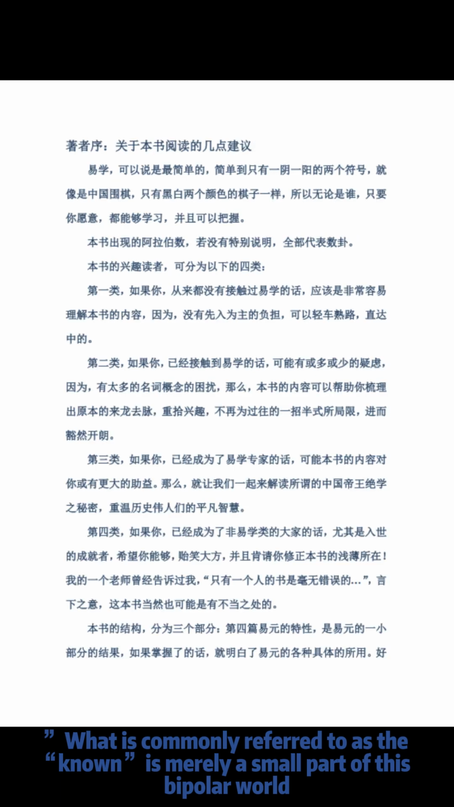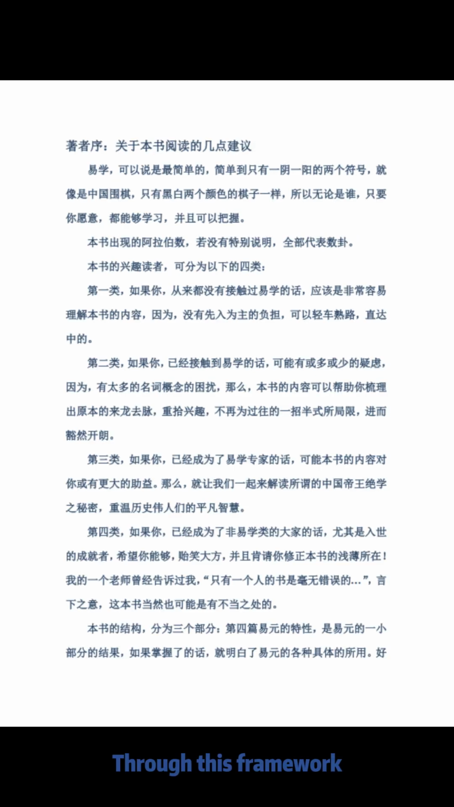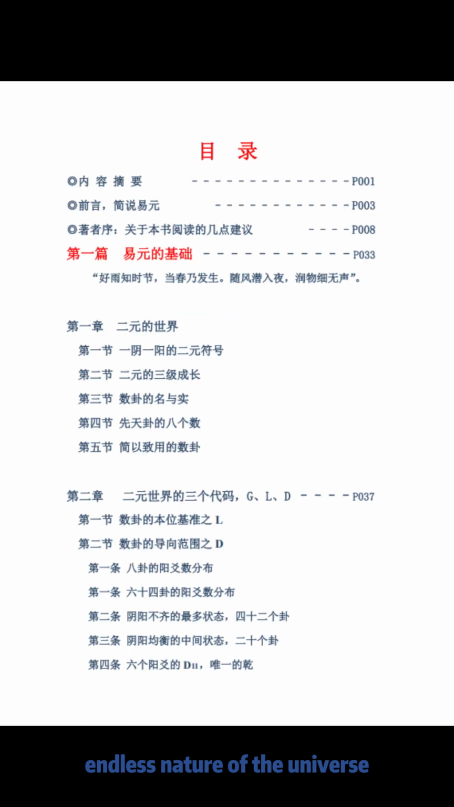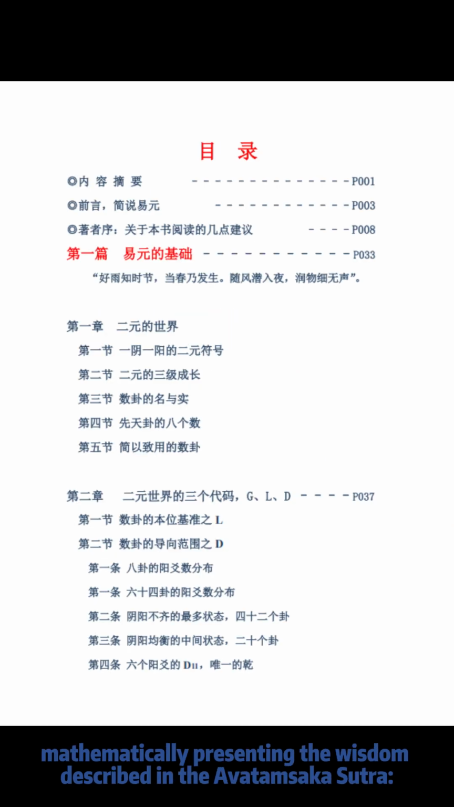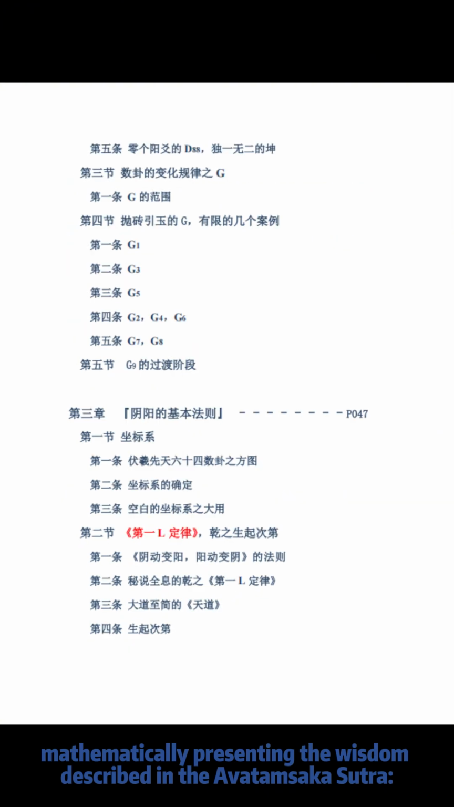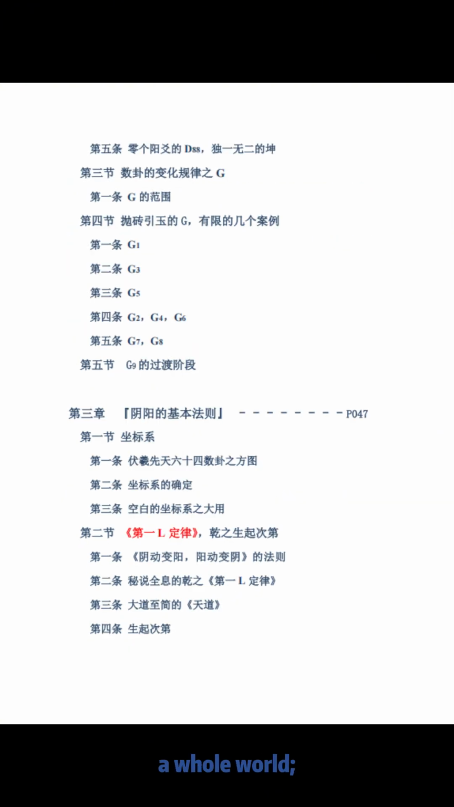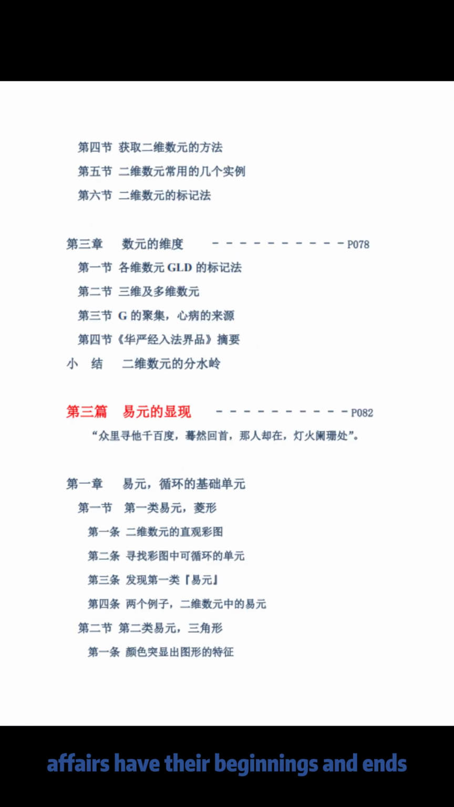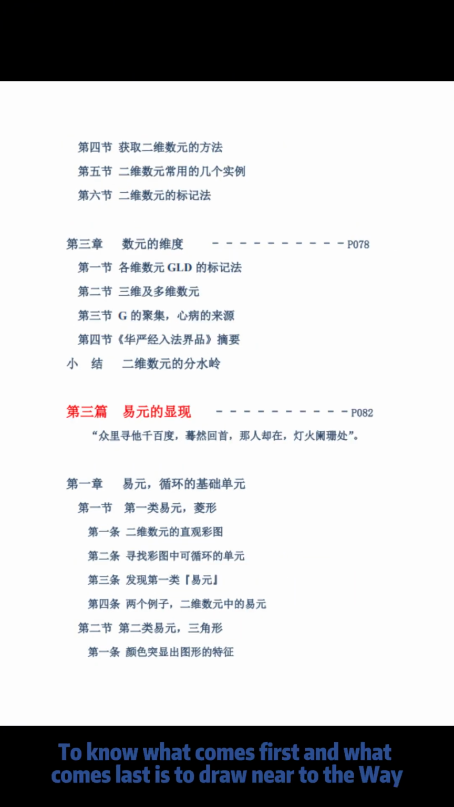which is GLD. What is commonly referred to as the known is merely a small part of this bipolar world. Through this framework, one can interpret the infinite transformations and the beginningless, endless nature of the universe, mathematically presenting the wisdom described in the Avatamsaka Sutra: in a single flower, a whole world; in a single leaf, a Tathagata. As the great learning states, things have their roots and branches, affairs have their beginnings and ends. To know what comes first and what comes last is to draw near to the way.